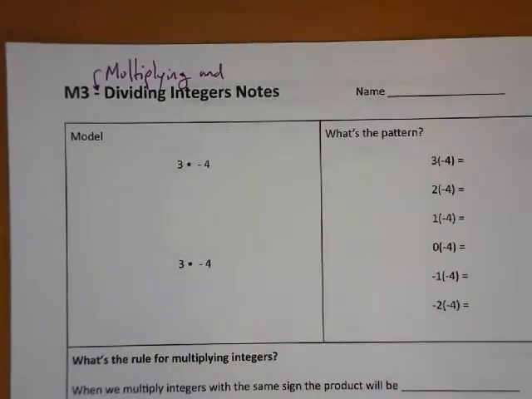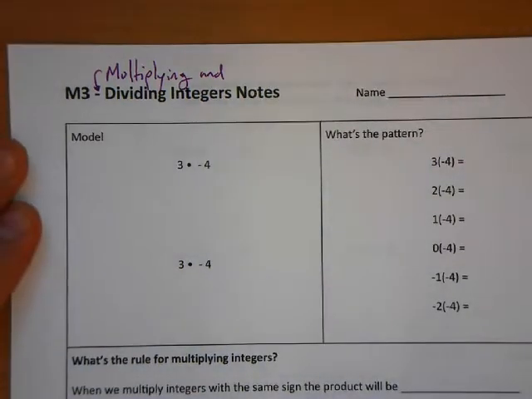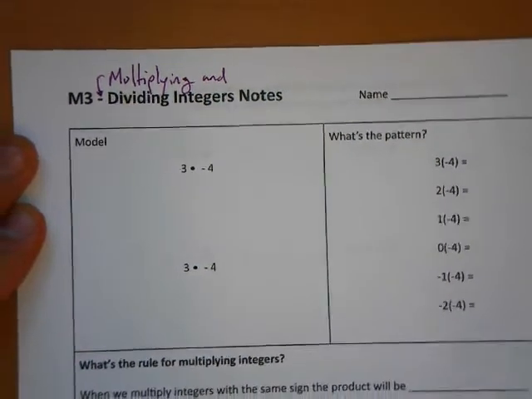Alright, let's get started. So to help us think about the rule for multiplying and dividing integers and what's actually happening, let's do some modeling. No, I'm not talking about like walk down the runway, show off some clothes. I'm talking about let's draw some models.